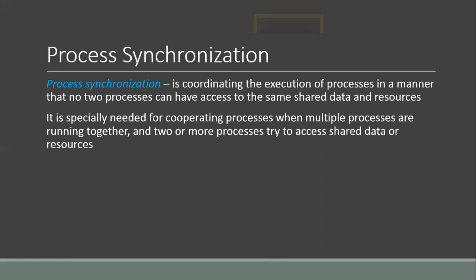Remember, cooperating processes are those processes which may affect the execution of each other because they share data or they share resources. That's why they may affect the execution of each other. We don't need synchronization mechanisms to execute independent processes because independent processes don't share any data. Process synchronization is needed for cooperating processes.